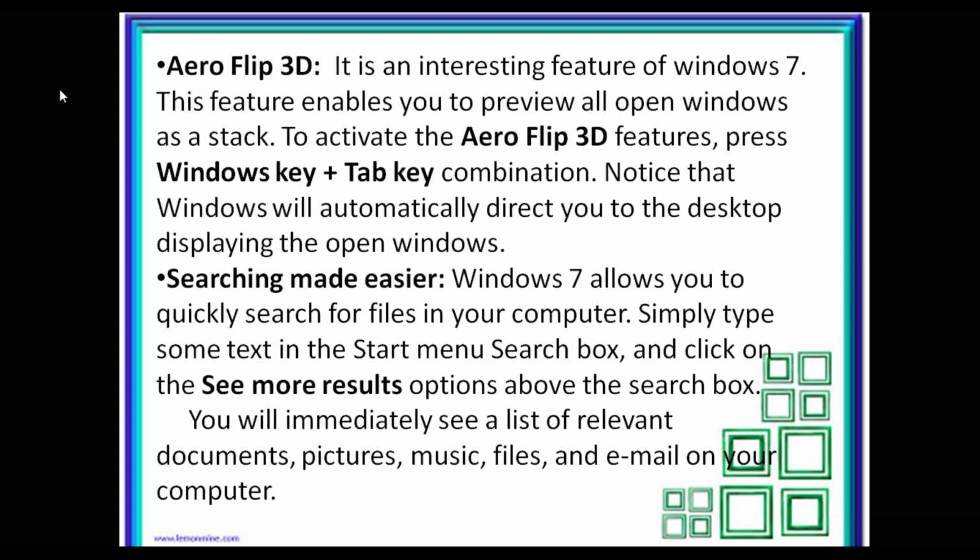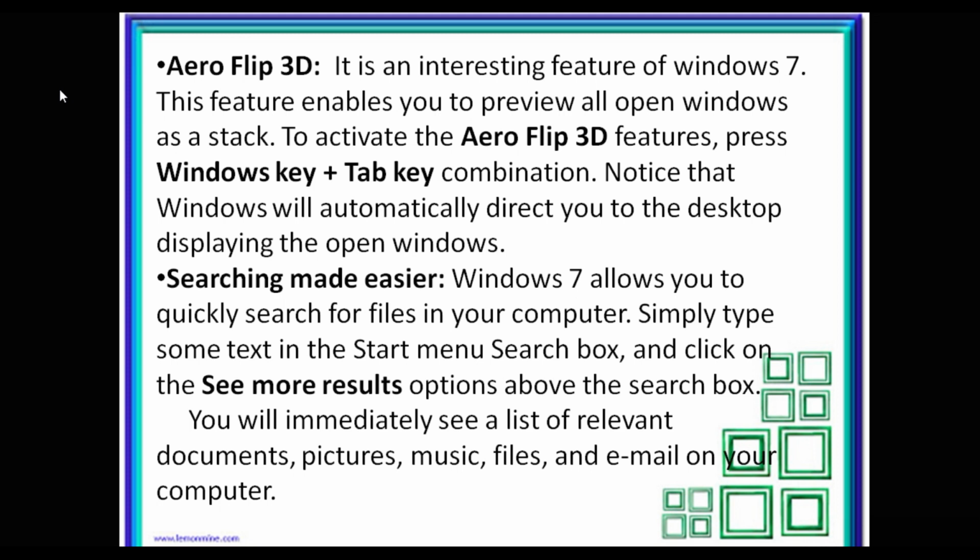So let's come to the next option, Aero Flip 3D. It is an interesting feature. You just have to press the key combination of Windows and Tab key. When you do that, whatever app you are working on at that moment will be opened directly. For example, right now I am working on a PowerPoint. So when I press Tab plus Windows key, it will directly open my PowerPoint presentation.